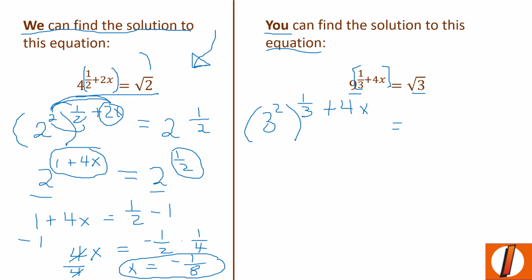Now we're going to write the square root of 3 as 3 to the 1/2. Now let's go ahead and raise this power to this power. So you've got to distribute that 2 to the 1/3 and to the 4x. So this is 3 to the 2/3 plus 8x. That's equal to 3 to the 1/2.